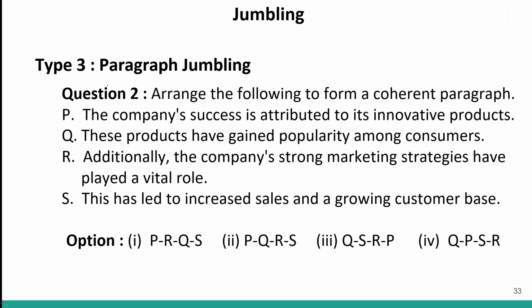Now, question number 2. Arrange the following to form a coherent paragraph. Coherent means meaningful. Now, the company's success is attributed to its innovative products. These products have gained popularity among consumers. Additionally, the company's strong marketing strategies have played a vital role. This has led to increased sales and a growing customer base. So over here, I cannot see an introductory statement. There is no introductory statement over here. So let us start building.